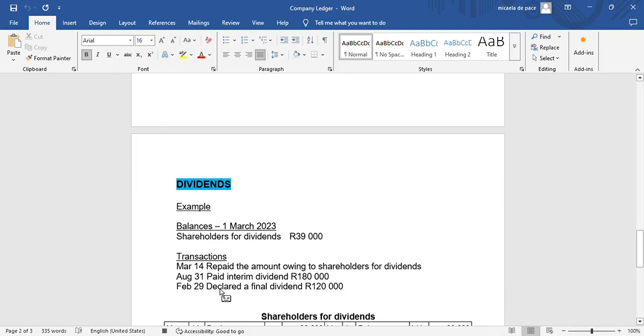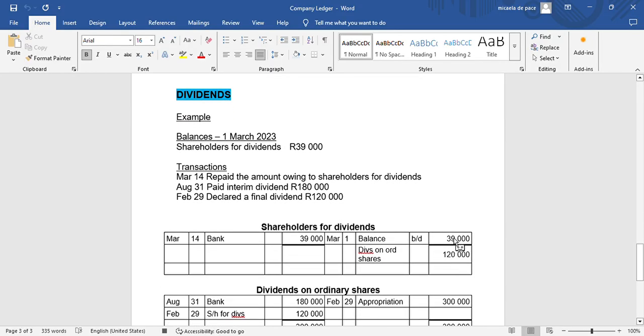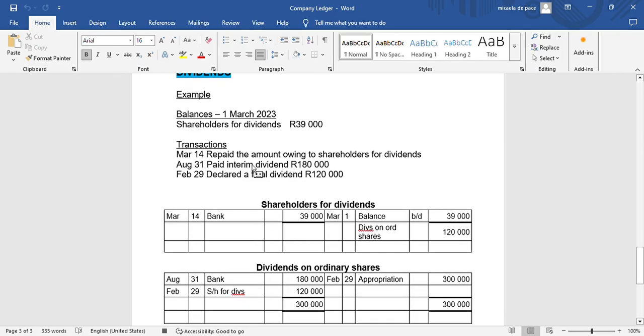So in this example where we have shareholders for dividends here having a balance, that 39,000 is last year's final dividend. And they then tell you that you pay the amount owing to the shareholders. In other words, you pay back your liability. Right, then we come to paid an interim dividend. Dividends on ordinary shares is an expense to the company, so you're going to debit it. Your details for this one, because it was paid, will be bank.